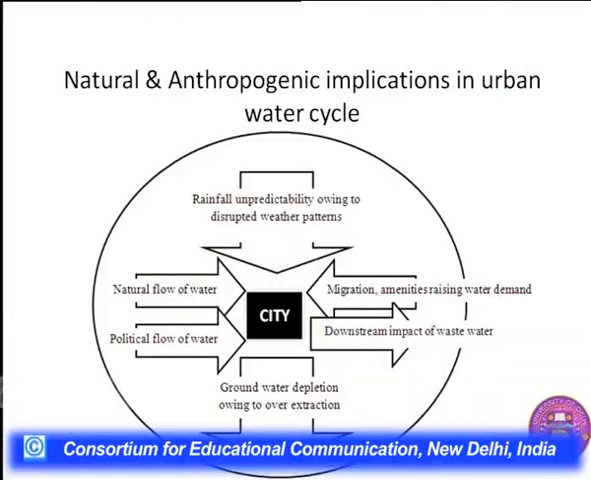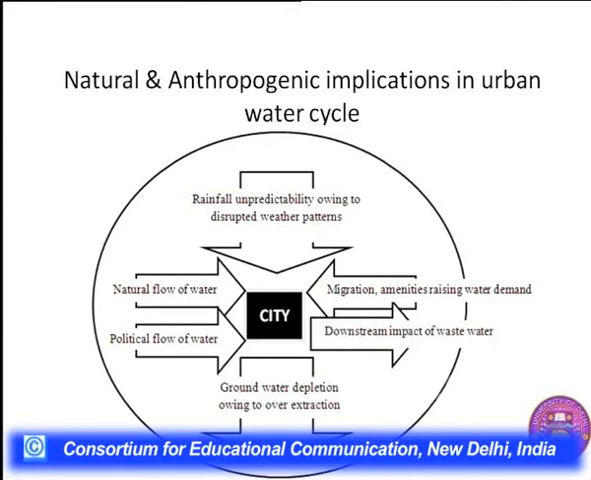If you think about the natural and anthropogenic limitations in the urban water cycle, by this model we can find out the city in the core heart of this model. We have two inputs: the natural flow of water and the political flow of water. That means transboundary water linking, where waters come from one state to another.